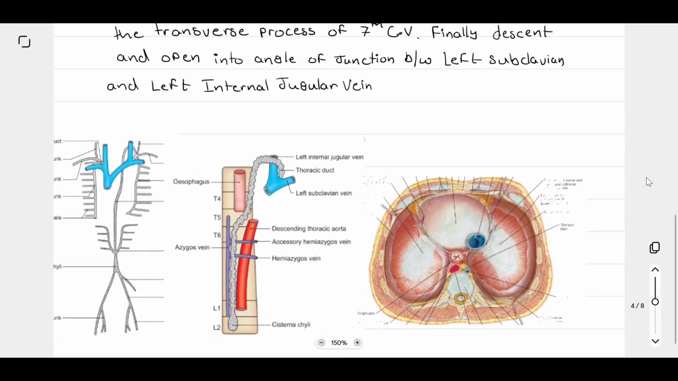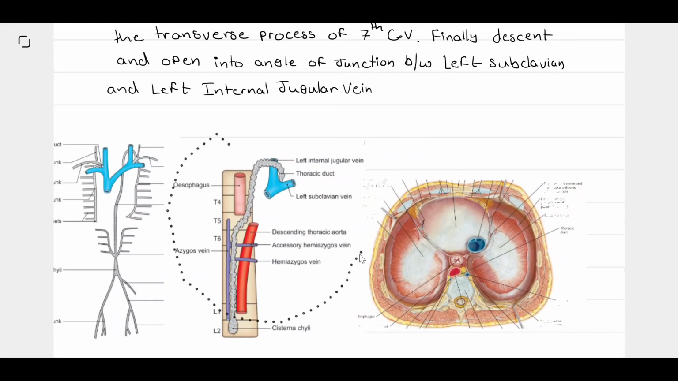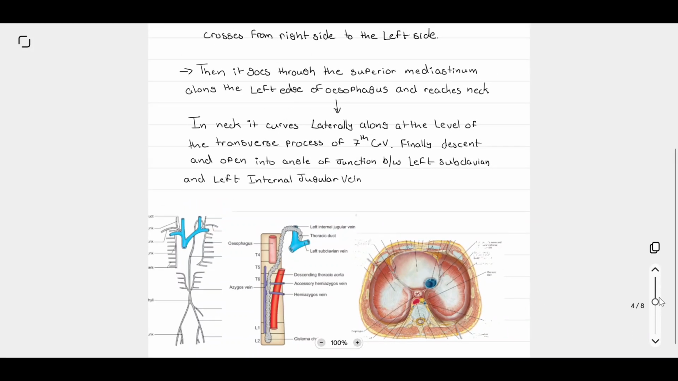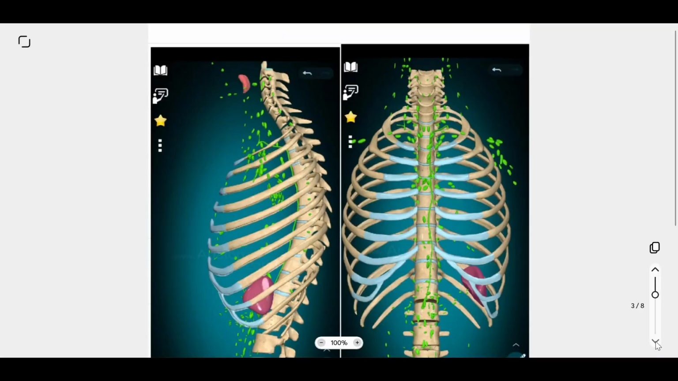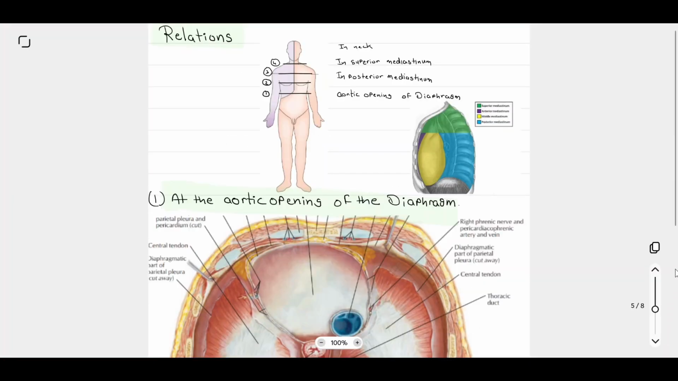So by simply remembering this diagram wholeheartedly, you can write the course very easily. You won't face any problem once you remember this whole diagram. So done with the introduction and course. Now the relations. The relations of the thoracic duct.